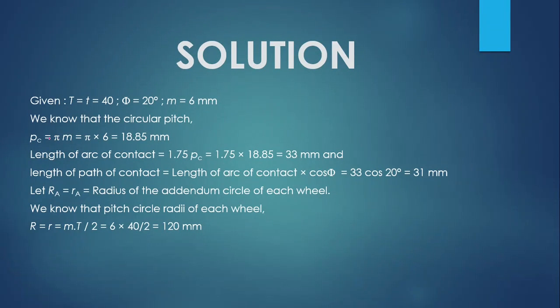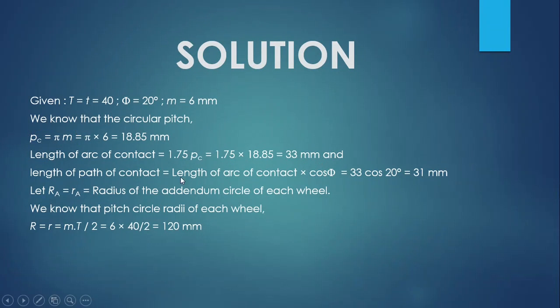We know that the circular pitch is equal to pi into module. PC, circular pitch, is equal to pi into module, that means pi into 6, which is equal to 18.85 mm. Next, the length of arc of contact is equal to 1.75 times PC. This condition is given in the question. The length of arc of contact is equal to 1.75 into 18.85, that's equal to 33 mm.